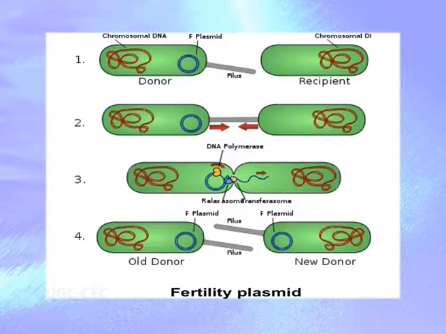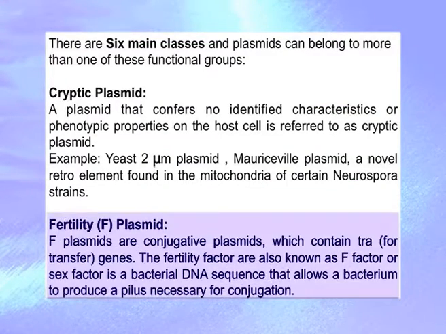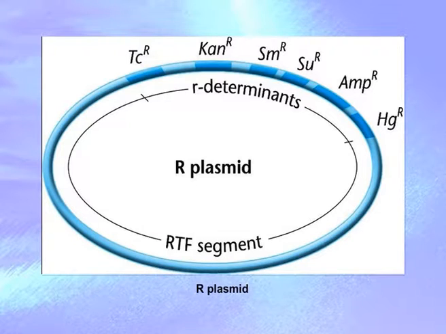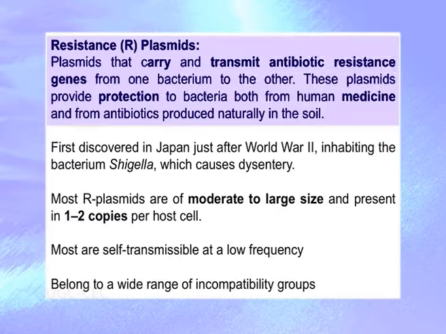The next class comprises the fertility plasmids or F plasmids. F plasmids are conjugative plasmids which contain tra genes. The fertility factor, also known as F factor, is responsible for the transfer of the plasmid from one cell to the other. Next, we come to the third category of plasmids called the resistance plasmids. These plasmids carry and transmit certain antibiotic resistance genes from one bacterium to the other.